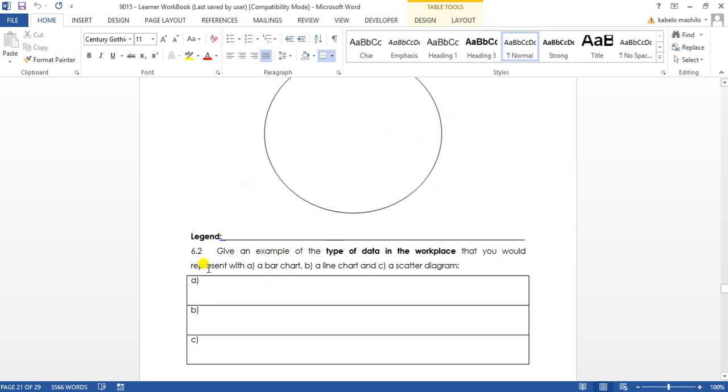Your findings are just scattered, so you leave it the way it is. So that is a scatter plot. It's different from the line chart and the bar chart.